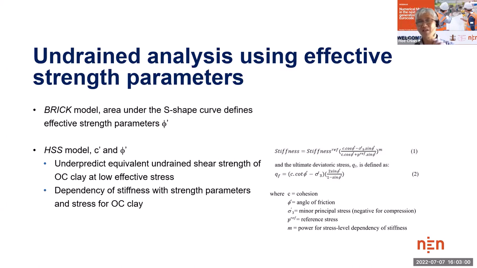If you undertake an undrained calculation, it underpredicts the undrained shear strength of over-consolidated clay at low effective stress level. This is because in the formulation, the stiffness is dependent on the strength and also the stress. In one software, the dependency of the stress is based on minor principal stress, and another software uses mean effective stress in the formulations of the stiffness. Those are the important areas that you need to focus on. When you start to factor down the strength, you potentially factor down the stiffness, and all that has got to be taken into consideration when you undertake your ULS assessment of your geotechnical problem.